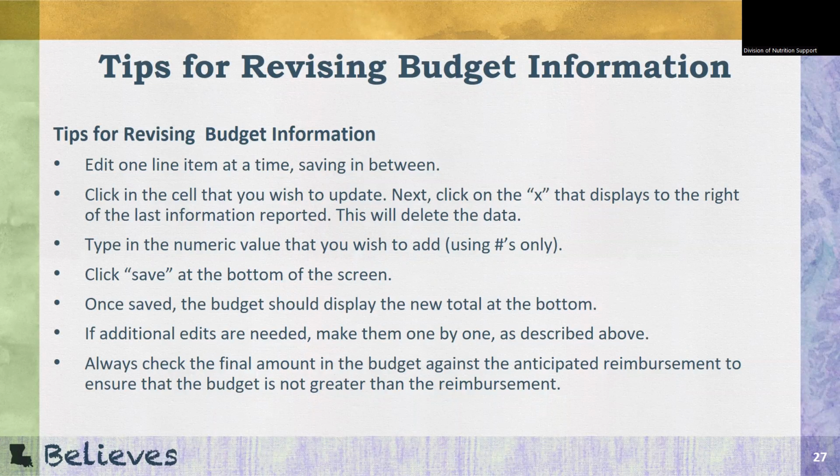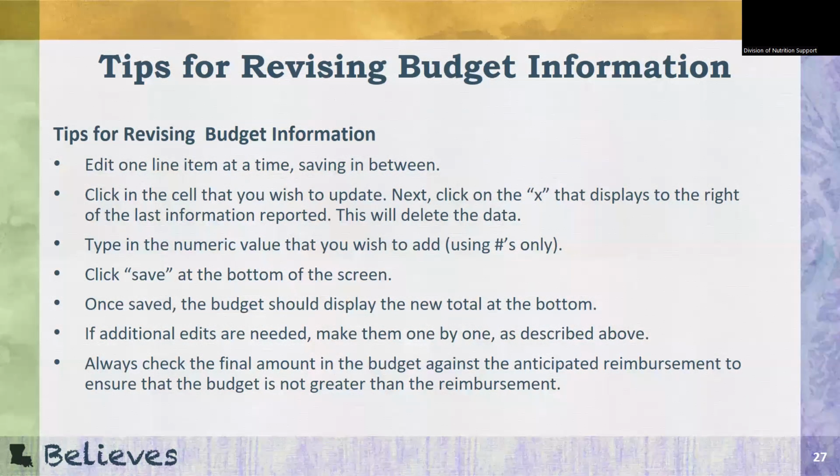Tips for revising budget information: edit one line item at a time, saving in between. Click on a cell that you wish to update. Next, click on the X that displays to the right of the last information reported. This will delete the data. Type in a numeric value that you wish to add, using numbers only. Click Save at the bottom of the screen. Once saved, the budget should display the new total at the bottom. If additional edits are needed, make them one by one as described above.